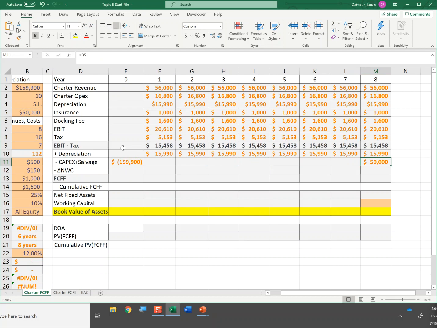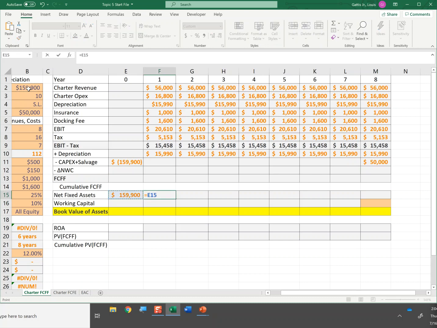taxes on the difference between what you sell it for, $50,000, and the value of the boat, the net book value of the boat, according to the IRS at the time of sale. So what I'm going to do is focus on what the IRS says the cost basis of this boat is at the time of sale 8 years from now. Well, the cost basis immediately is $159.9.